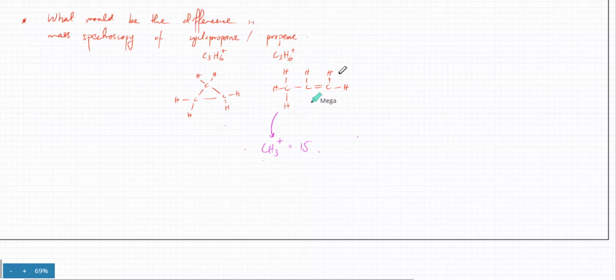What else could it be? Well, CH2. Any other particle, any other mass that you come up with for a particle that would be detected over here would also be detected over here as well. That fragment would also exist over here. So I think CH3 is the only differentiating point. Okay, the difference in the mass spectroscopy of the two would be that there would be a detection at 15 in this one, but not in this one.